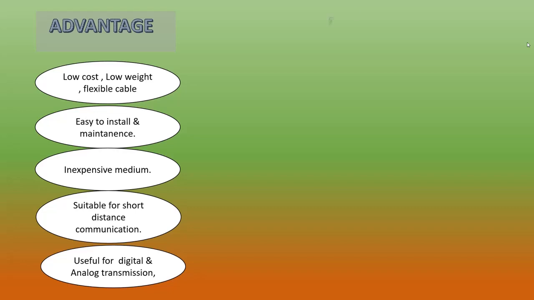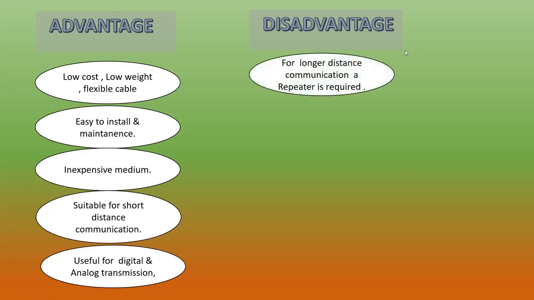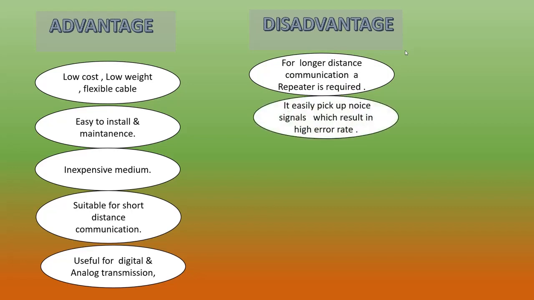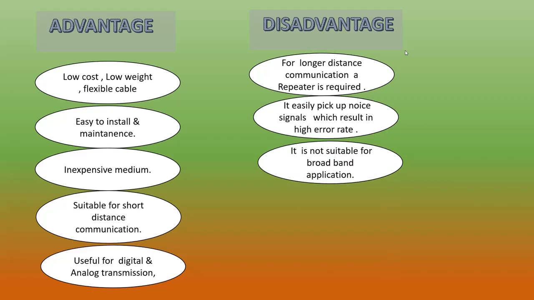Next we can see the disadvantages. I already told that in the advantages it is used only for short distance communication, so we can say its opposite as the disadvantage. It is not suitable for long distance communication. It easily picks up noise signals, so the error rate is high in twisted pair cable. It is not suitable for broadband communication because the speed is less and the bandwidth is less.